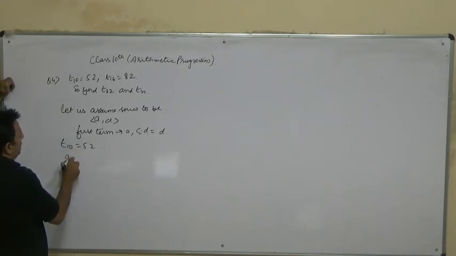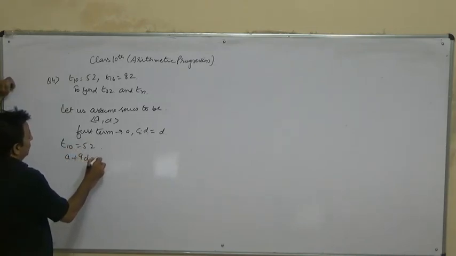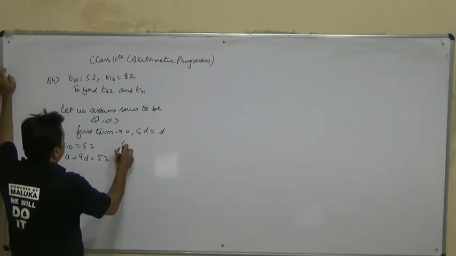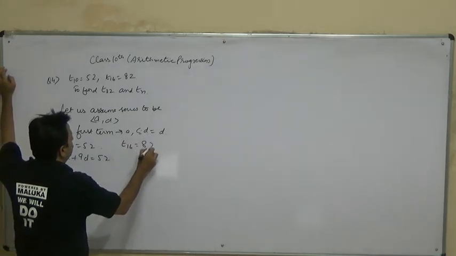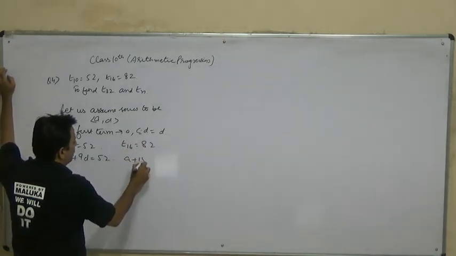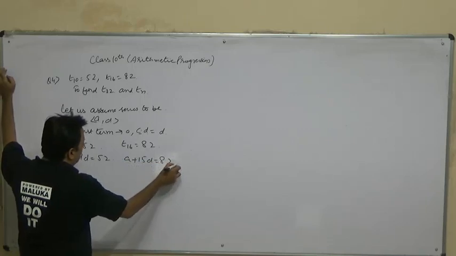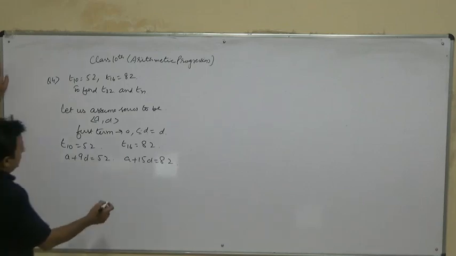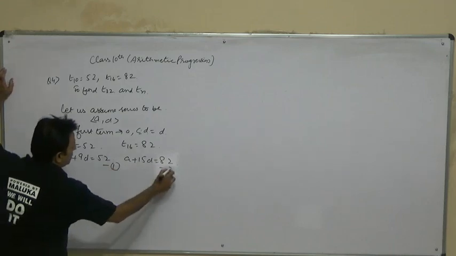What is T10? A plus 9D, which is 52. And then second we are given T16 is equal to 82, which is A plus 15D is equal to 82. Now these are two linear equations in two variables. Two equations in two variables can be solved by the elimination method. So we write this: this is first, this is second.